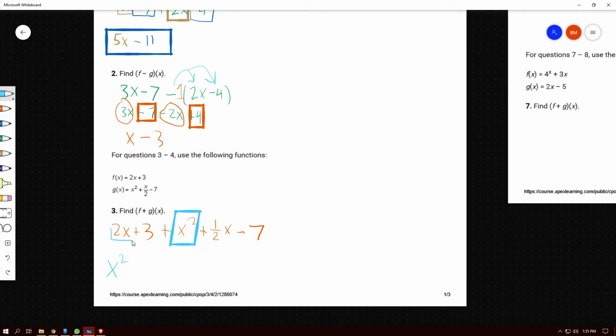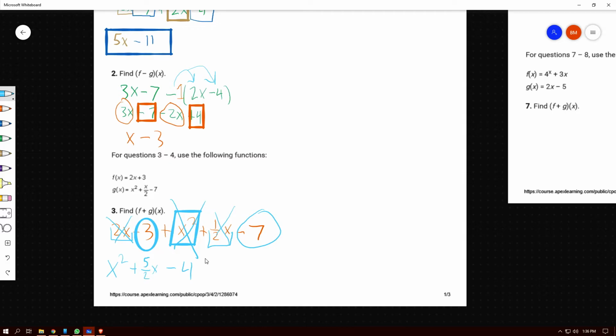Now, I have a 2x here and a 1/2 x there. Do I have any other x terms? No, I do not. So I have a 2x and a 1/2 x. If I add that up, what's that going to be? 5/2 x. And then I'm going to cross that out now, because I already used it. And then I have a positive 3 and a negative 7. Well, positive 3 and negative 7 is going to be a negative 4.